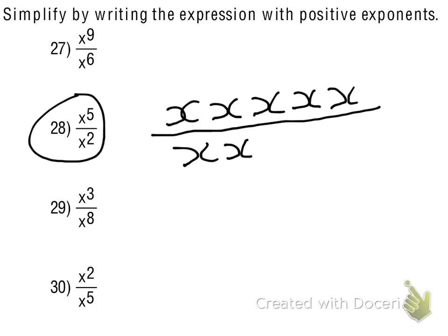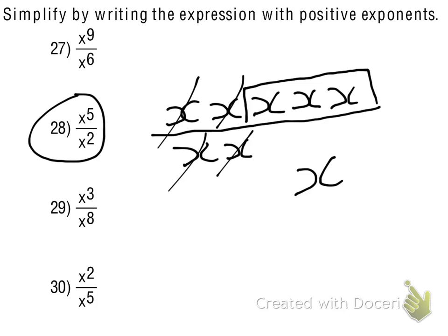Now remember, top and bottom, you're dividing and cancelling this. Okay, cancel out. There you go. One top, one bottom. One numerator, one denominator. What's left? An x cubed.